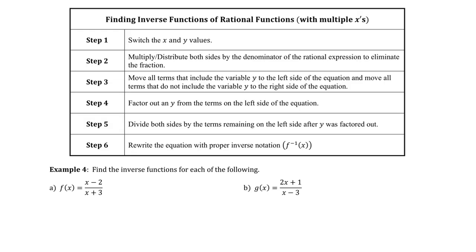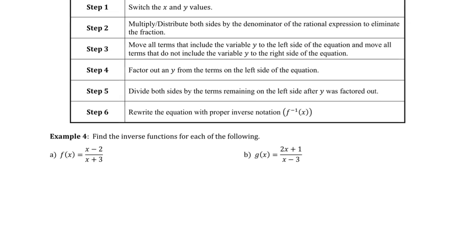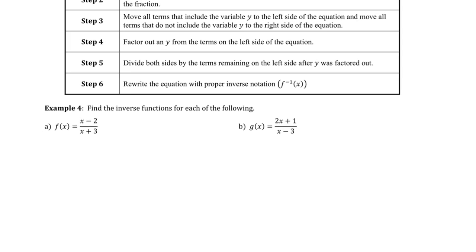And then we want to get all of our y terms on one side and all of the terms that don't have a y on the other side. Then we're going to factor out the y, divide, and then rewrite as a function, okay? So we have a couple of examples here. Let's get some room. Hopefully you have those steps written down.